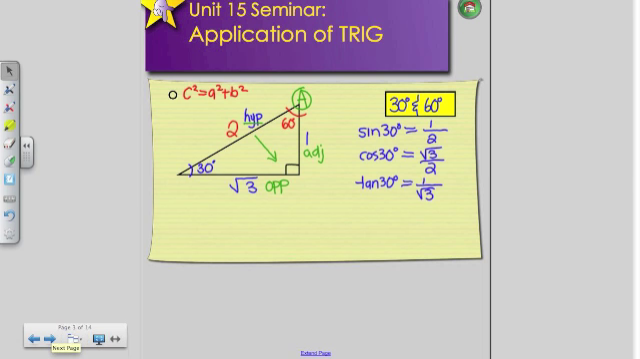So, keeping that in mind, we can now come up with our trig ratios. Sine 60 degrees is going to be opposite over hypotenuse, so root 3 over 2. We have cos 60 degrees. That's going to be adjacent over hypotenuse, so 1/2. 1 over 2 is 1/2. And tan 60 degrees is opposite over adjacent, so root 3 over 1.